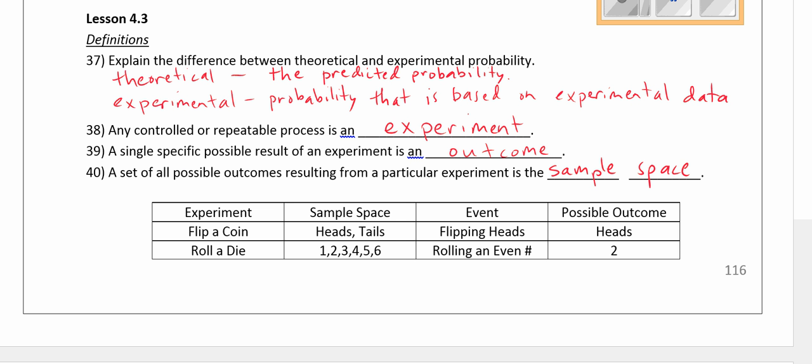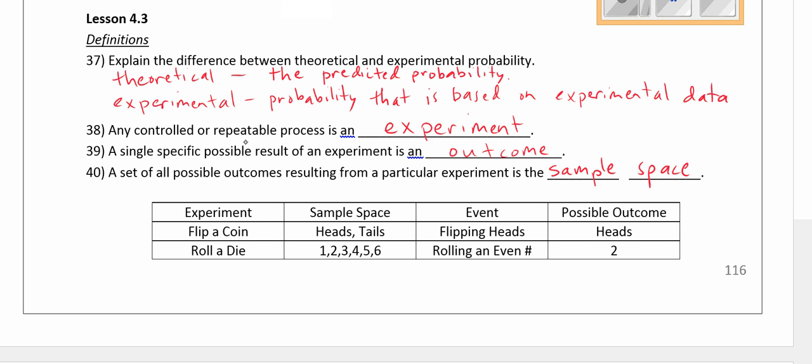In probability, there are two types of ways to consider predicting possible outcomes. The first is theoretical, meaning we just predict it based on what the numbers tell us. If we're rolling a die, then we know there's 6 total outcomes. We know that at any given roll, we'll get one of those. So the predicted probability for, say, getting a 2 would be 1 divided by 6. Whereas an experimental probability means we actually took the die, we rolled it 100 times, and then we found out how many times we got a 1, how many times we got a 2, how many times we got a 3, all the way up to how many times we got a 6. And then we calculate our probability based on what actually happened in that experiment.